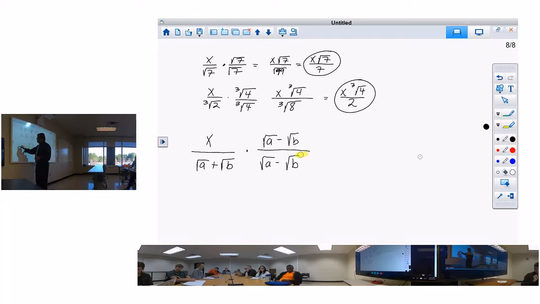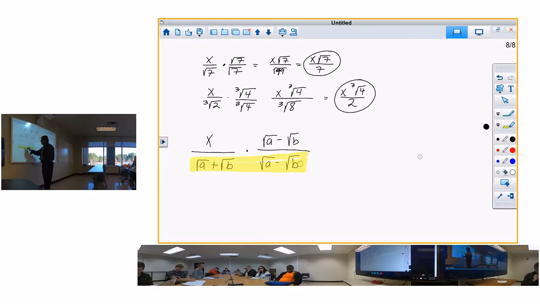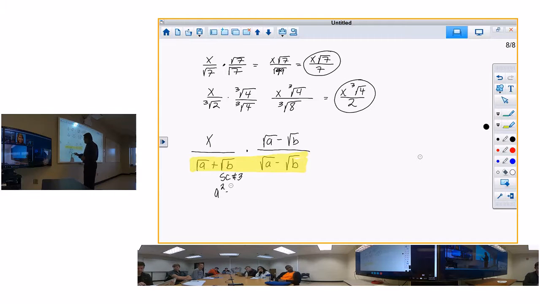Because it will always give me shortcut number what? 2. 3. Okay? It will always give me shortcut number 3, which says a squared minus b squared is equal to a plus b times a minus b.